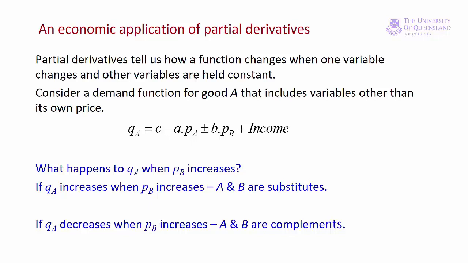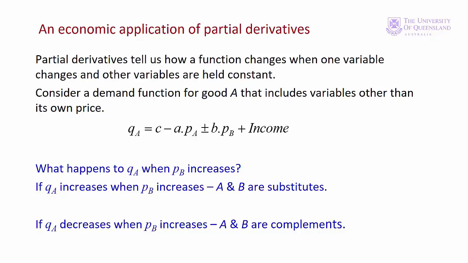Other goods are complements. They're consumed together. For example, game consoles and games, cars and petrol, mobile phones and apps. Say goods C and D are complements. If the price of C increases, demand for C will decrease, but the demand for D will also decrease because C and D are consumed together.